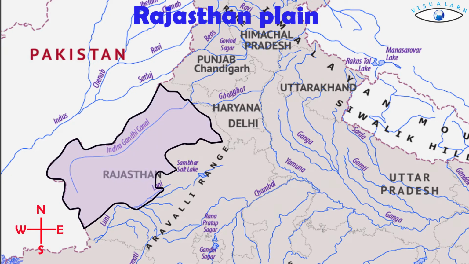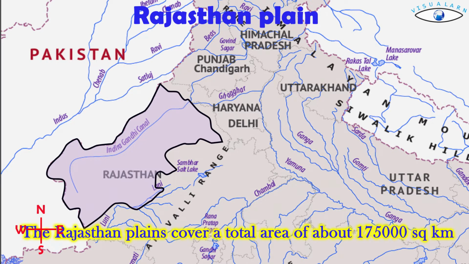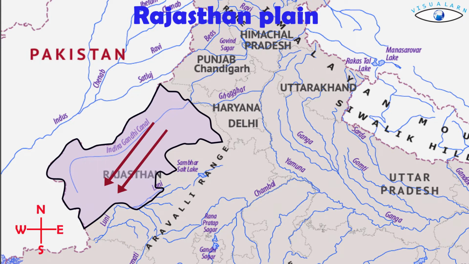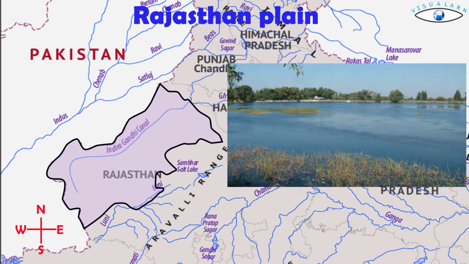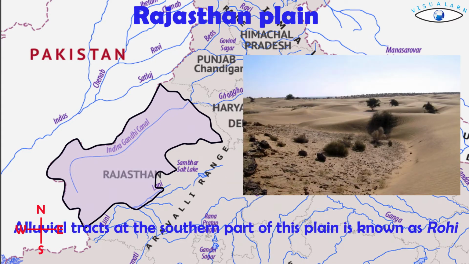The Rajasthan plain lies to the west of the Aravallis and includes the Marusthali and the Bhagar of Rajasthan. The Rajasthan plain covers a total area of 1,75,000 square km. This plain has a general slope from northeast to southwest. At present, a greater part of the Rajasthan plain is a desert. A large number of playa lakes occur in this basin. In the southern part of this plain, there are alluvial tracts known as Rohi.